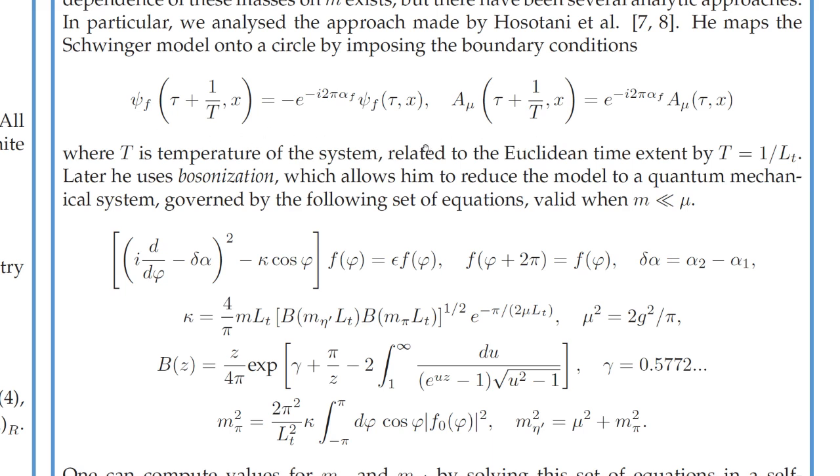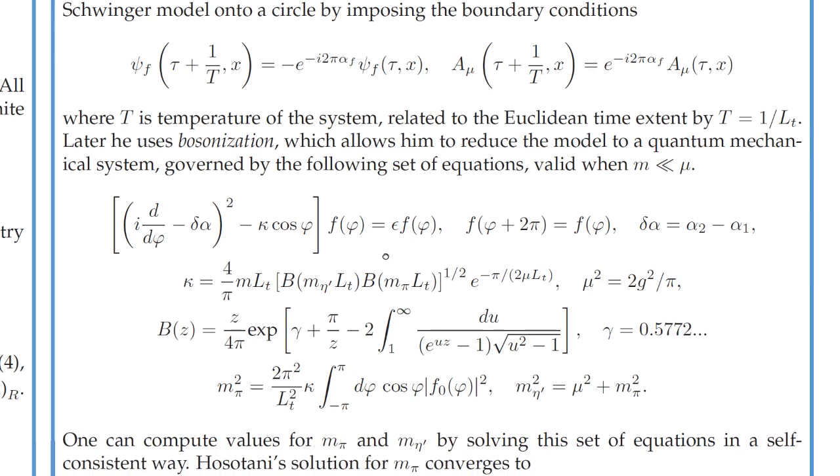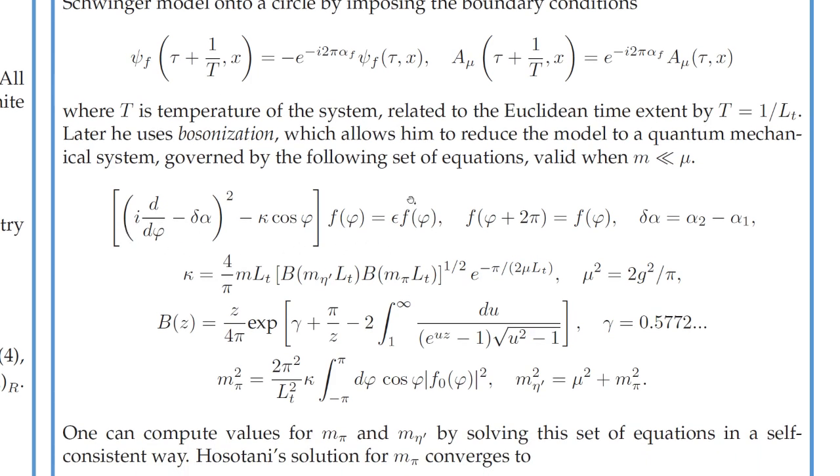His idea is to map the Schwinger model onto a circle, imposing these boundary conditions on the fields, and then he applies a technique known as bosonization, and with that he reduces the Schwinger model to a quantum mechanical system of only one degree of freedom, governed by this differential equation here, that is valid when m is much smaller than mu, where mu is defined by this equation here. And L_T is the Euclidean time extent, and is related to the temperature of the system by T equal to 1 over L_T. Also, delta alpha is a boundary condition parameter, and by taking it equal to 0, we obtain the finite temperature Schwinger model.